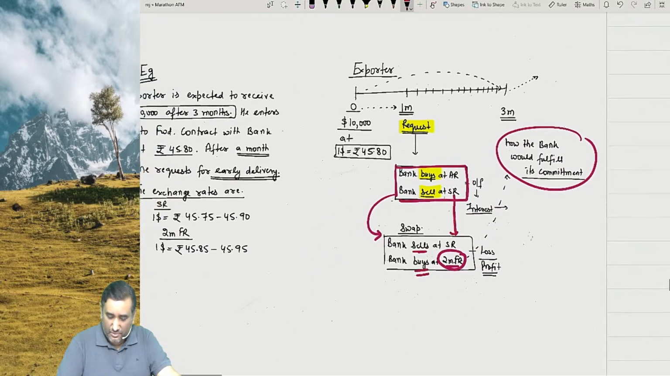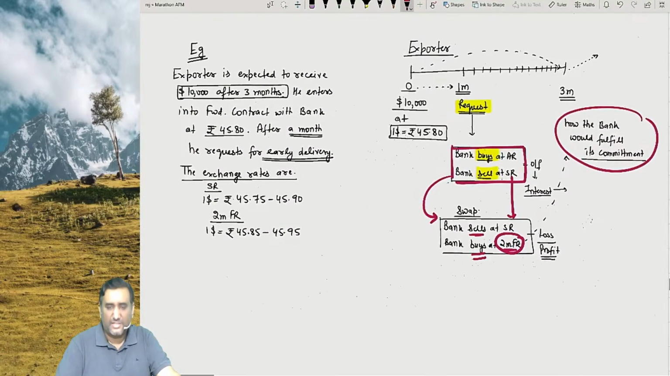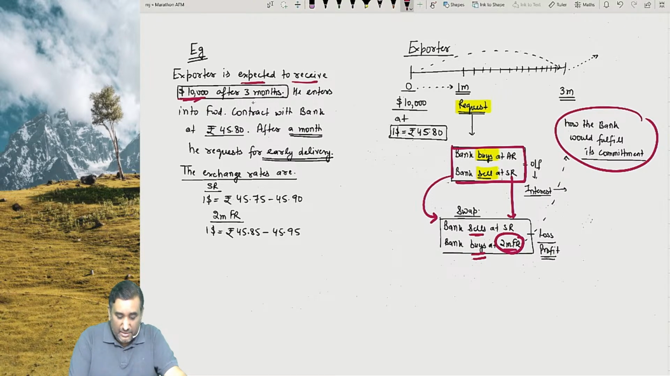Let me look at this. Then we'll take up the importer case. The importer I'll ask you to make on your own, in fact exactly the same way. Exporter, let's make it. Exporter is expected to receive $10,000 after how many months? 3 months. He enters into a forward contract with the bank at 45.80.